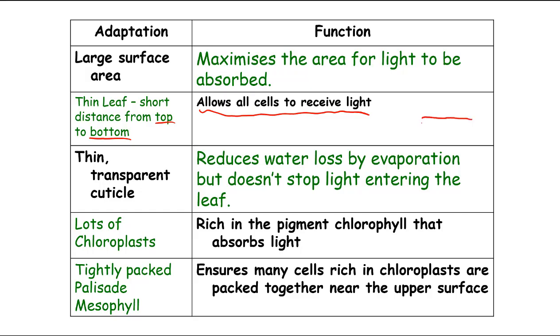So it means that if you've only got a thin leaf, it's not very difficult for light to reach all the cells. A thin, transparent cuticle, it reduces water loss, which is its main job, but because it's transparent, it allows light to enter the leaf. It has lots of chloroplasts, which contain chlorophyll, which absorbs light or traps light. And then we've got a tightly packed palisade mesophyll, which ensures many cells rich in chloroplasts are found near the upper surface where they can absorb and get the most light.